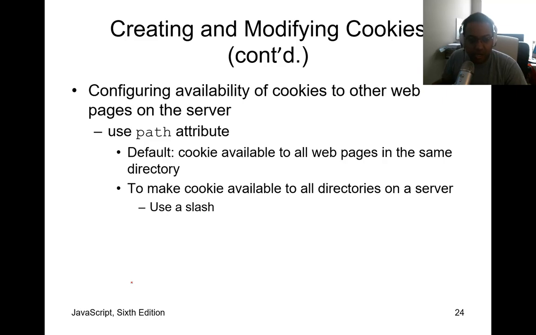Configuring availability of cookies to other web pages on the server, you want to use the path attribute. So if you want to make a cookie available to other web pages, you'll use the path attribute to make it available to either some web pages or all web pages. The cookie is available to all web pages in the same directory, that's a default. To make the cookie available to all directories on the server, you would use a slash.